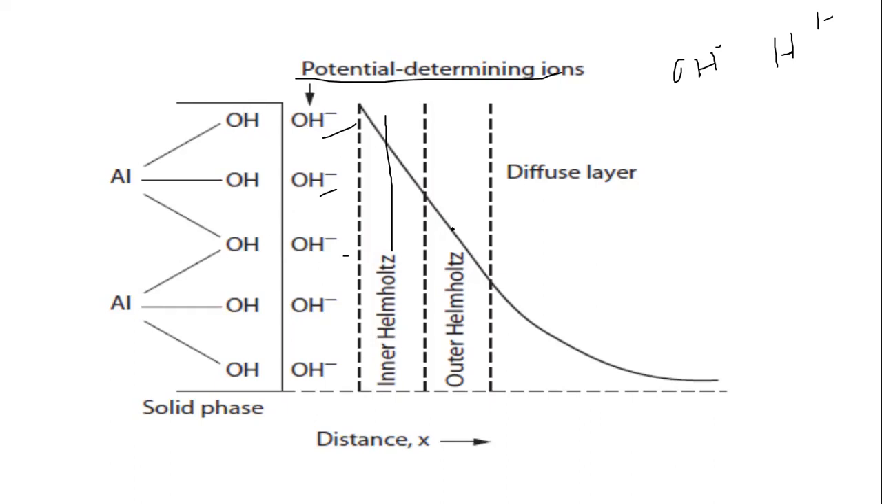And also the next layer, the preceding layer, is completely divided into two: inner Helmholtz and outer Helmholtz. In the inner Helmholtz, you can see traditional attraction of a positive charge. But in the outer Helmholtz, we can see some diffusion towards the diffusion layer. So you can see some diffusion of positive cations taking place. So this is regarding the potential layer.